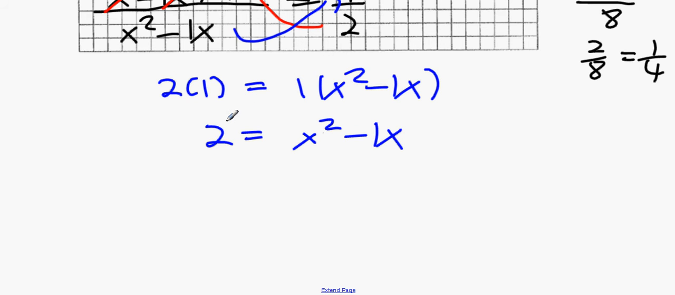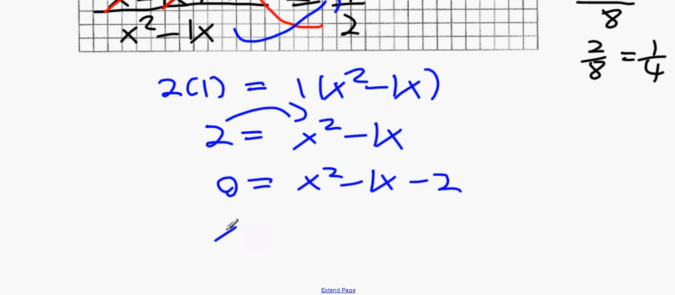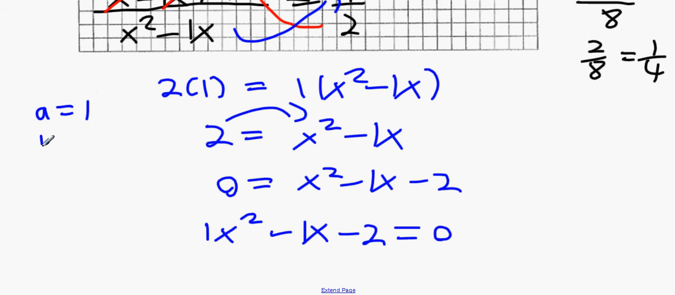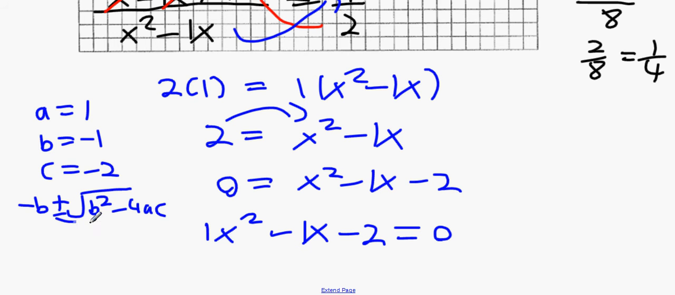Bring the 2 over the other side, where we get 0 equals x squared minus 1x minus 2. We can spin that around and it becomes a quadratic equation. To do this quadratic equation, you could use the minus b formula, where a equals 1, b equals minus 1, and c equals minus 2. But we're not going to do it that way. A much quicker way is to just factorize it, okay?